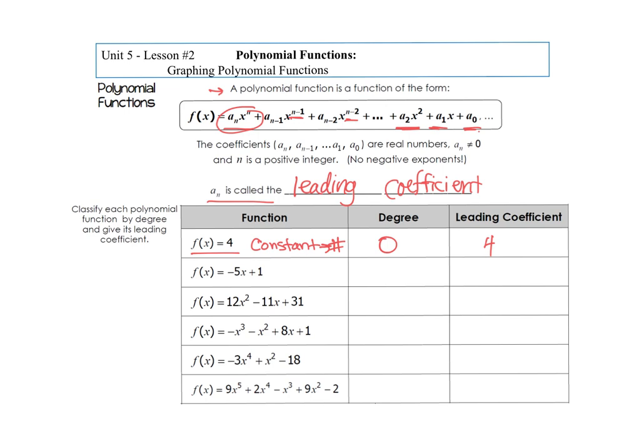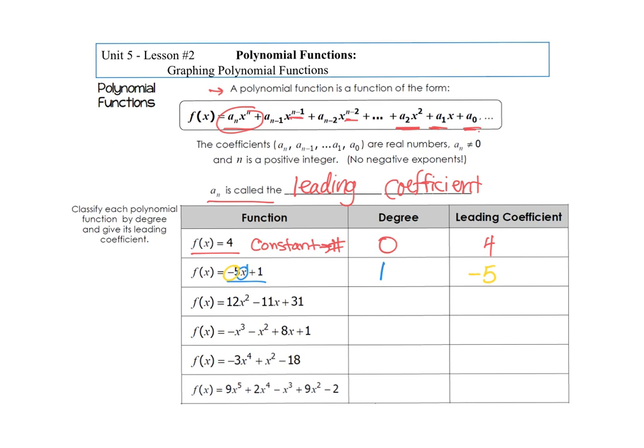In our next problem, we have f of x equals negative 5x plus 1. So the degree comes, again, from the variable with the highest exponent. The only variable in this problem is x. The x is not explicitly showing us an exponent at this time, but remember, if it's not showing it, there's an implied 1. So anytime 1 is the highest power, we have a degree of 1. And again, that would be also called linear, but the degree is 1. And the leading coefficient comes from the number that's in front of that x. So the leading coefficient would be negative 5.